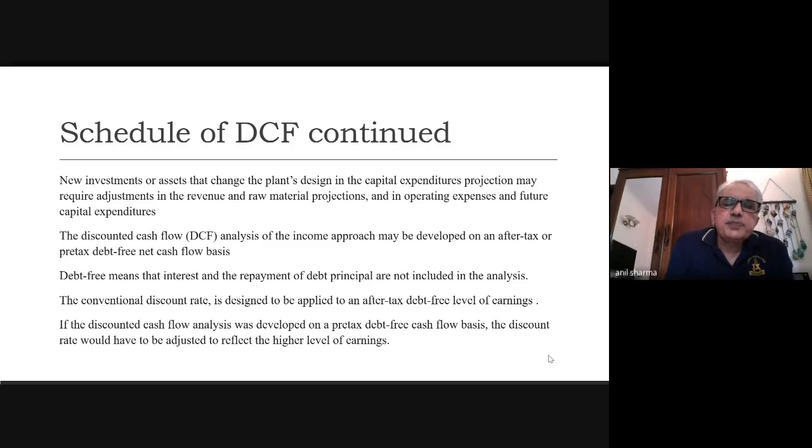So any new investments or assets that change the plant's design and the capital expenditure projection may require adjustments in the revenue and raw material projections. Because of the new capital investment, there may be some increases or decreases in the operating expenses, or increases in the raw material expenses that may also happen in parallel. So you need to adjust for all of that, right?